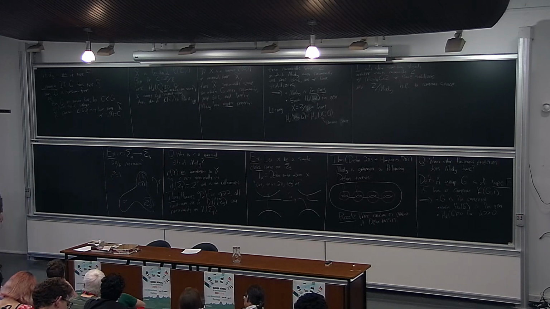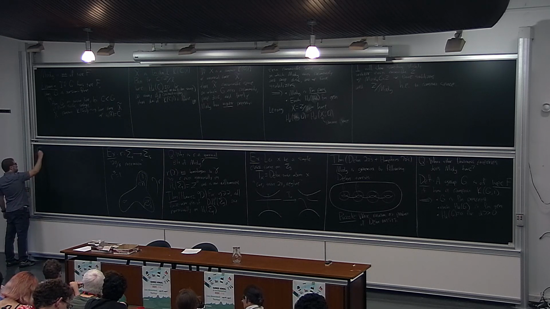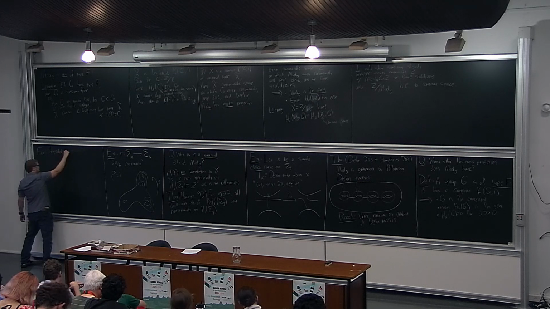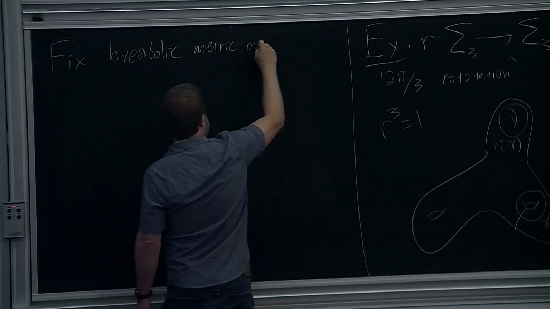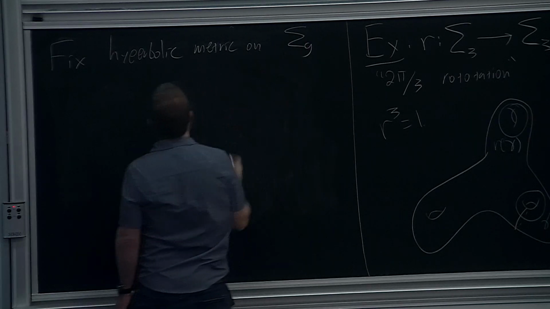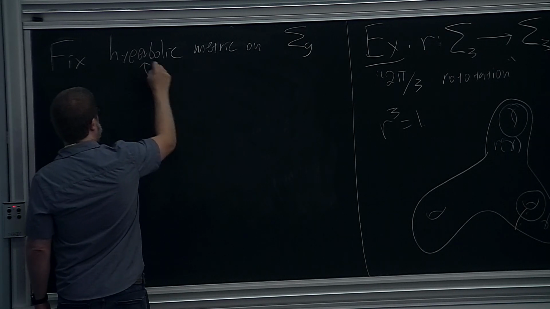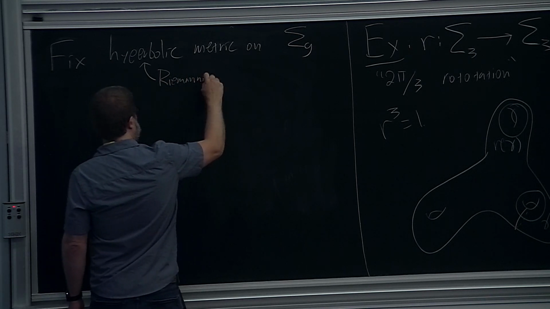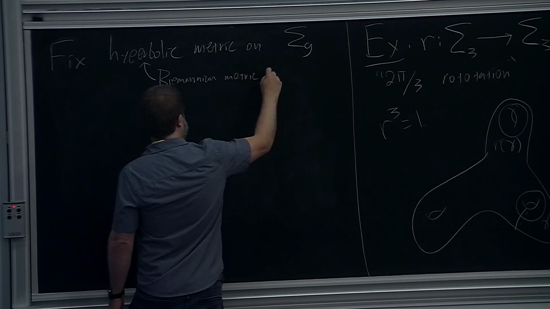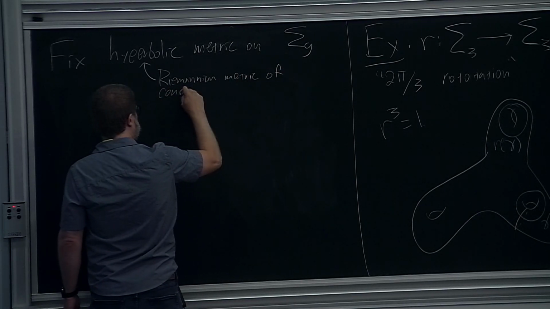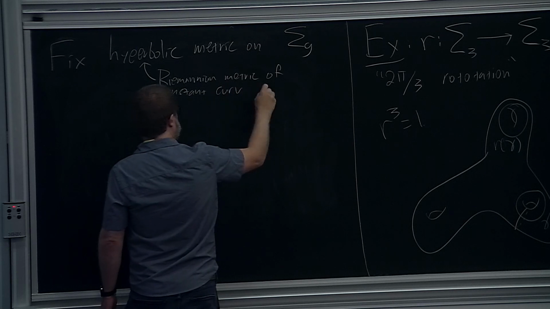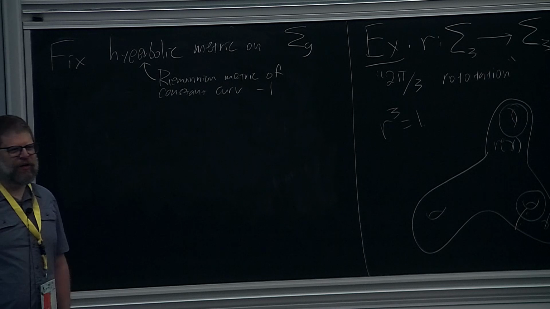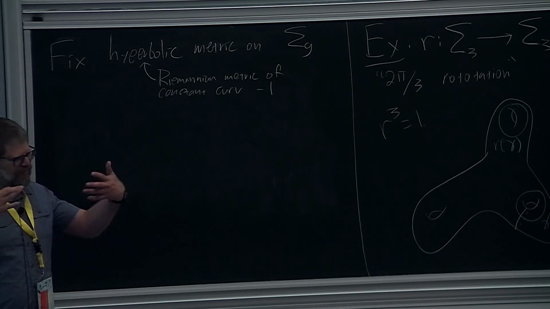So let's fix a hyperbolic metric on our surface sigma g. A hyperbolic metric is just a Riemannian metric of constant curvature, constant sectional curvature -1. You don't need to know really any Riemannian geometry to understand this, don't worry.